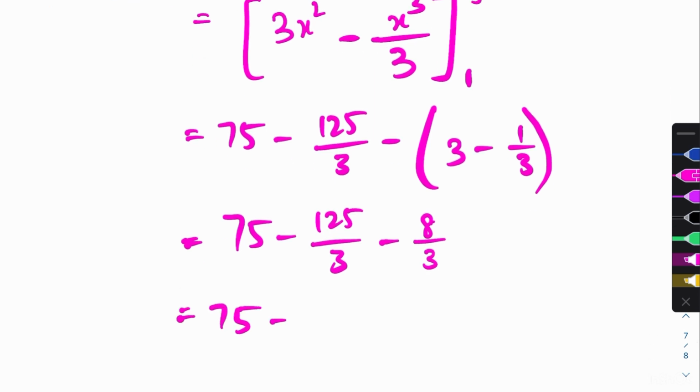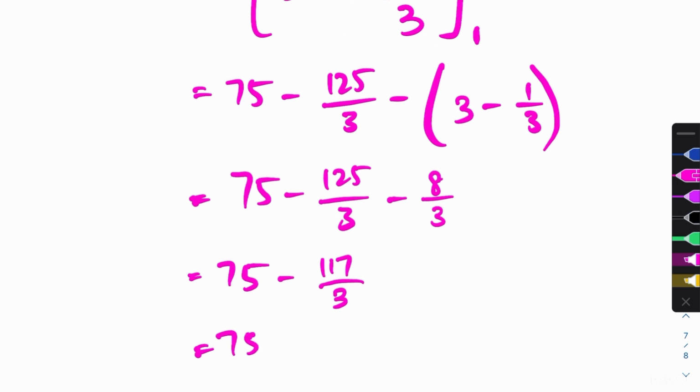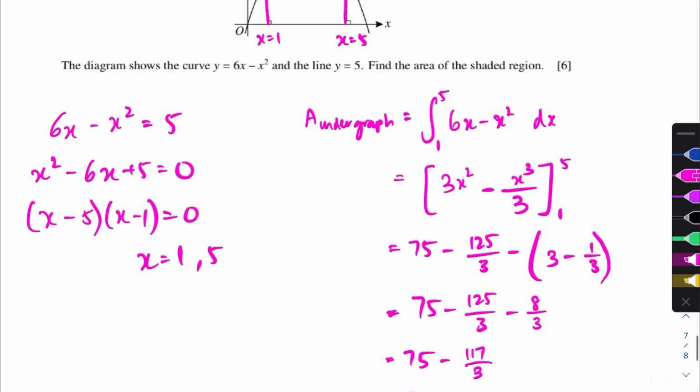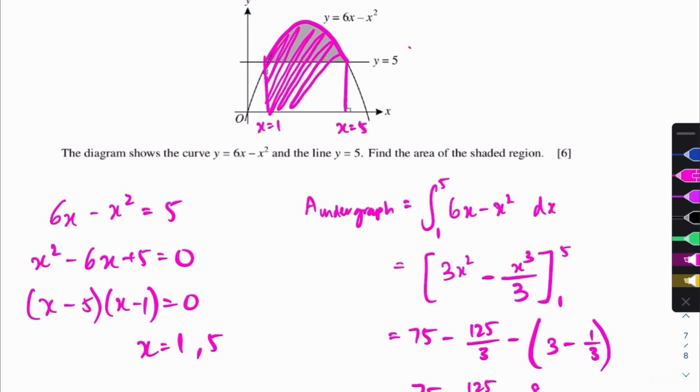75. You can totally type this into your calculator, by the way. I just enjoy working in my head and on paper. 125 minus 8 is 117 over 3. And this is divisible by 3, so 17. Okay, now I'm going to use my calculator. So it's 39. So that's 75 minus 39, which is 36. So that's the area under the graph, so that's this whole area.